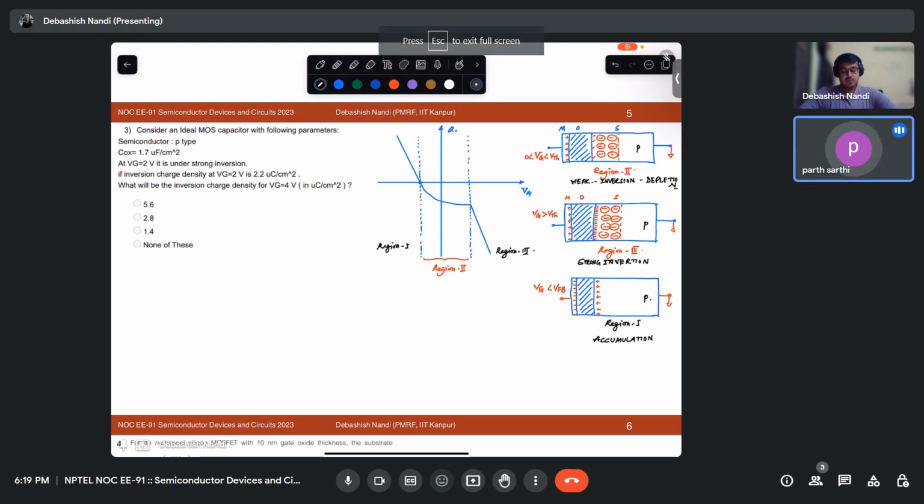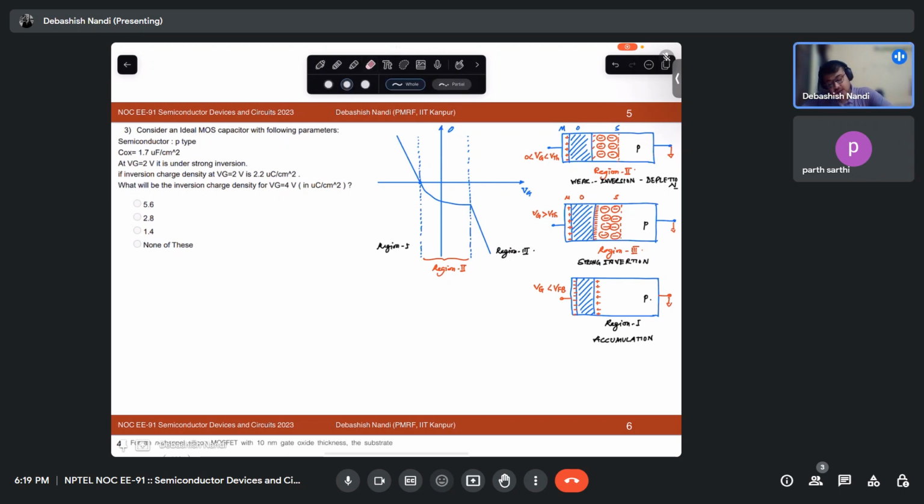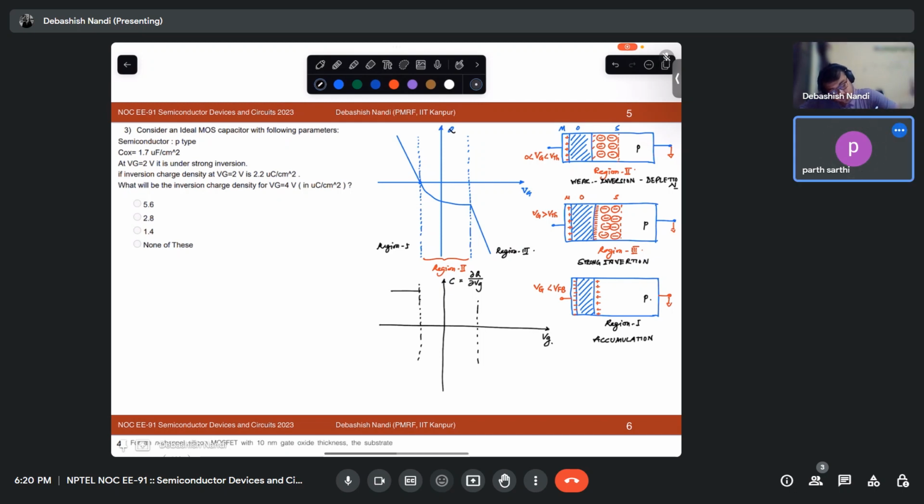Not exactly. He made the graph with capacitance C and Vg. Q he didn't tell. I think he has also told Q, right? If this is your Q, then what will be your capacitance? C is nothing but dQ by dVg. So if you mark these two points, what will you find? You will find a straight line here.